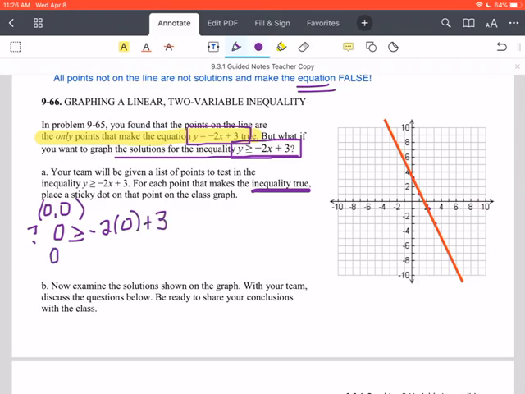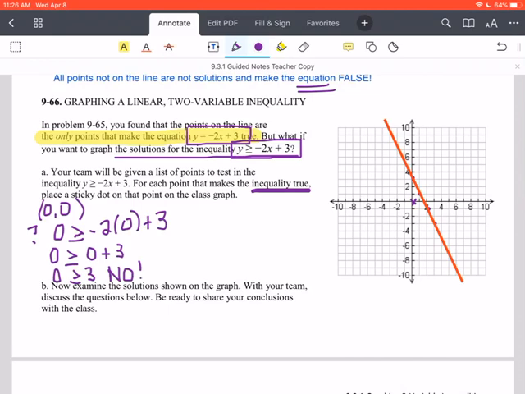Well, I leave the left side alone. Negative 2 times 0 is 0 plus 3. So is 0 greater than or equal to 3? Well, no. If you have $0 and I have $3, I have more money. You don't have more money. So this is a big no. This point 0, 0 is not a solution. Well, if 0, 0 is right here, then maybe I want to jump to the other side of the line and check out if those points are solutions.